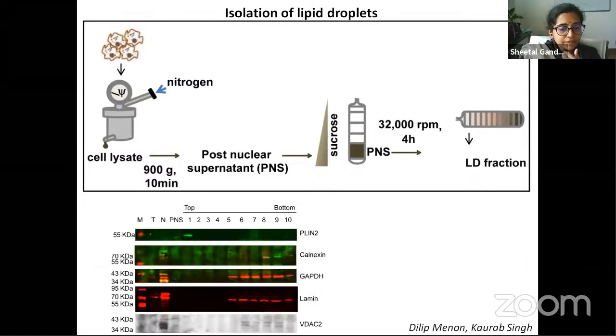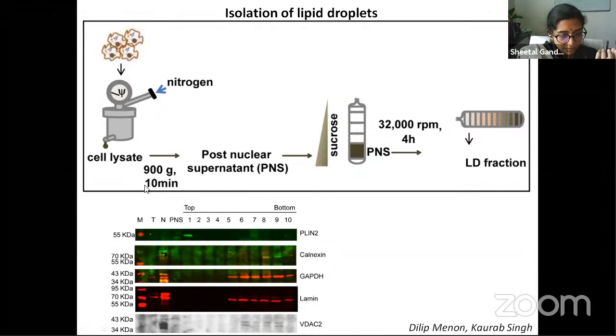Secondly, we run a battery of marker proteins. For example, we want to make sure that the fraction that we've collected as the lipid droplet fraction is actually highly abundant in proteins that are present on the lipid droplet. As I mentioned, perilipin 2, written as PLIN2 here, is a marker of lipid droplets. And clearly across all the fractions, the lipid droplet fraction was the one that had high abundance of perilipin 2.